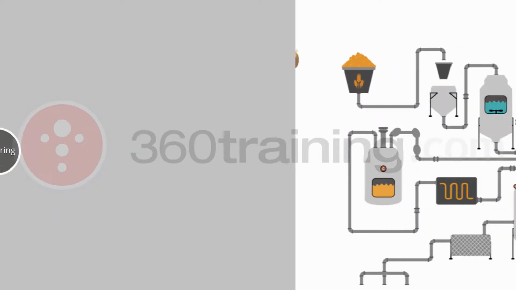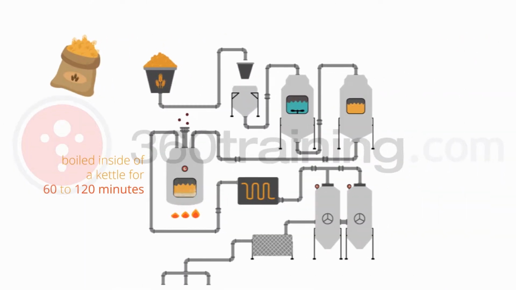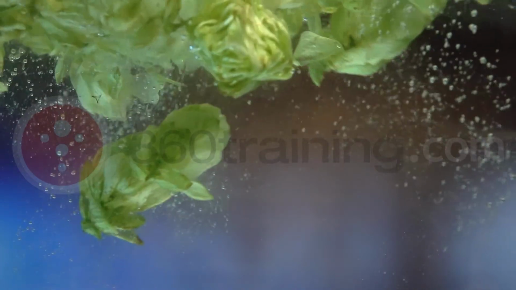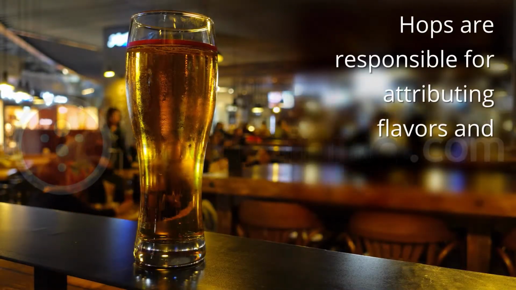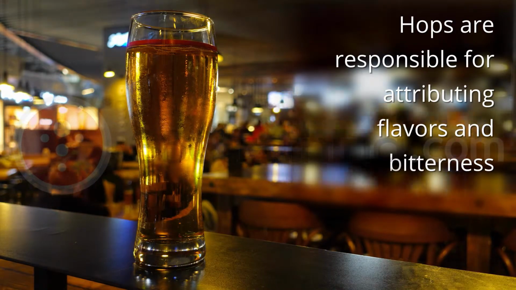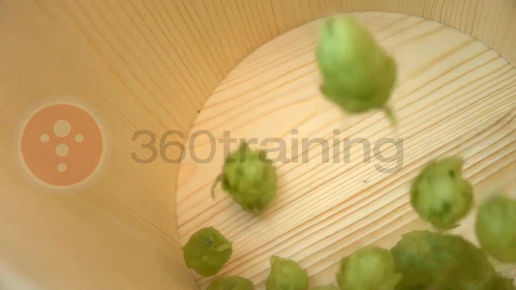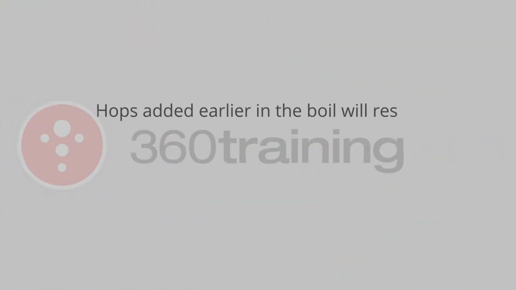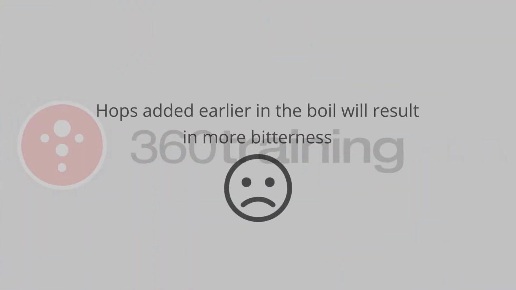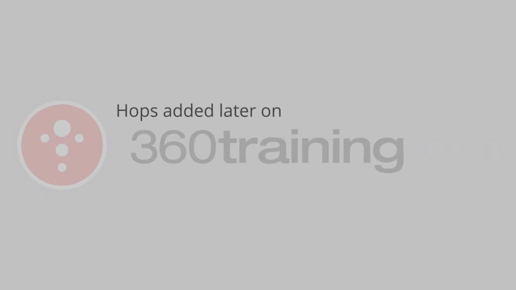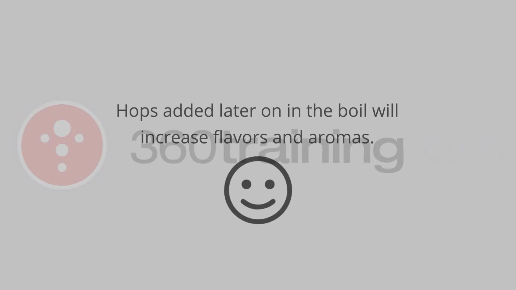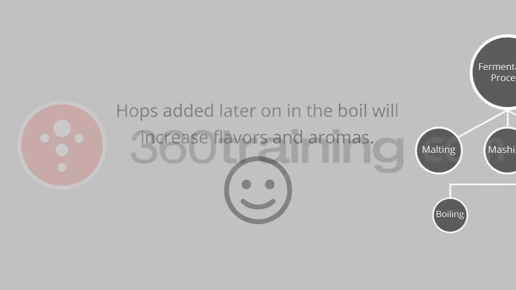Boiling. Once the wort is collected, it is boiled inside of a kettle for 60 to 120 minutes in order to sterilize it. It is during this time when hops are added to the liquid. The hops are responsible for attributing flavors and bitterness to the finished beer, depending on which point during the boil the hops are added. Hops added earlier in the boil will result in more bitterness, while hops added later in the boil will increase flavors and aromas.